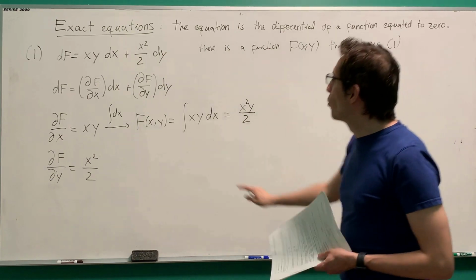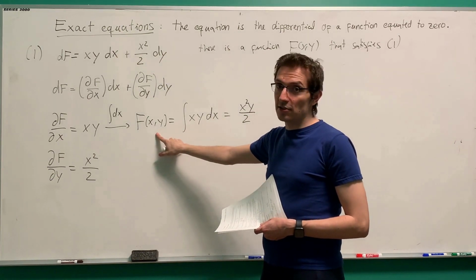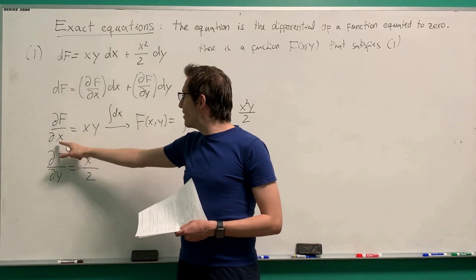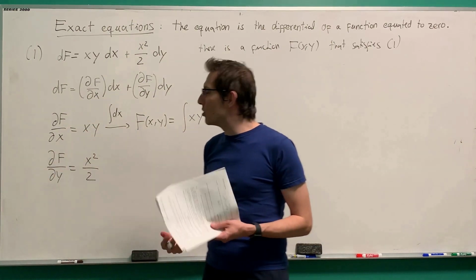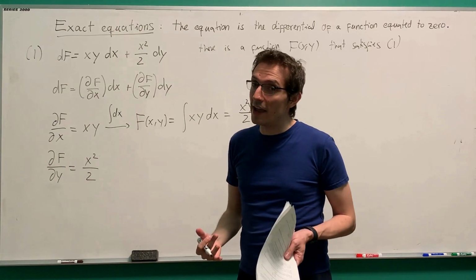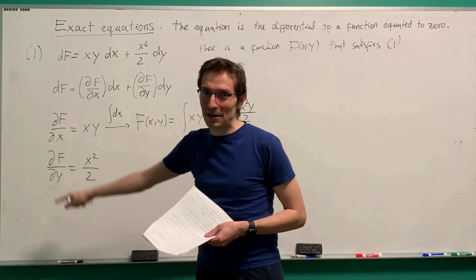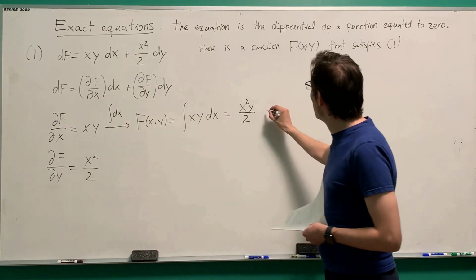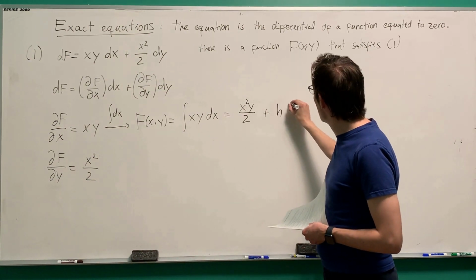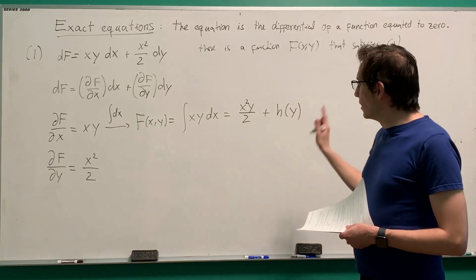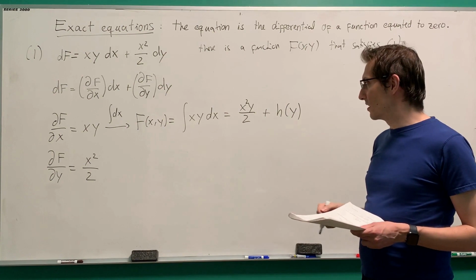Now, this is not quite f, right? It is not quite f. Why? Because this is just the partial derivative with respect to x. If there were terms in f that do not depend on x but depend on y, we would not see them, right? Those terms would be killed by the partial derivative with respect to x. So there might be a constant here, but this constant may depend on y. Let's call it h.